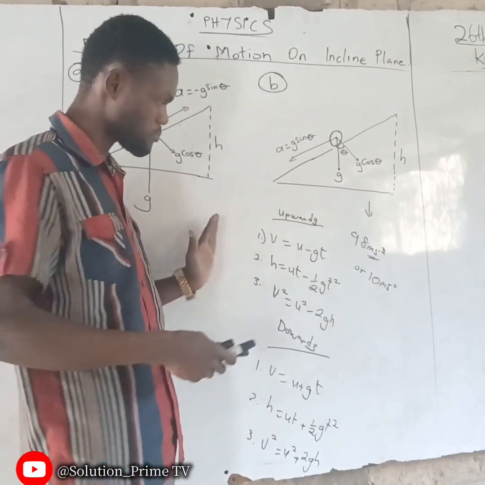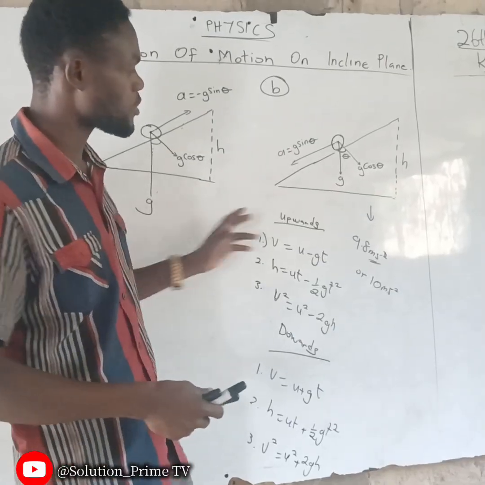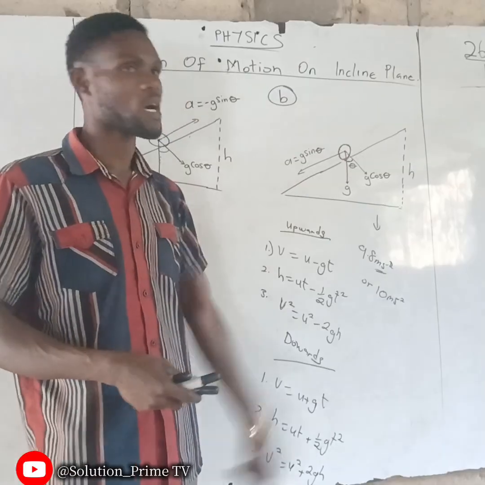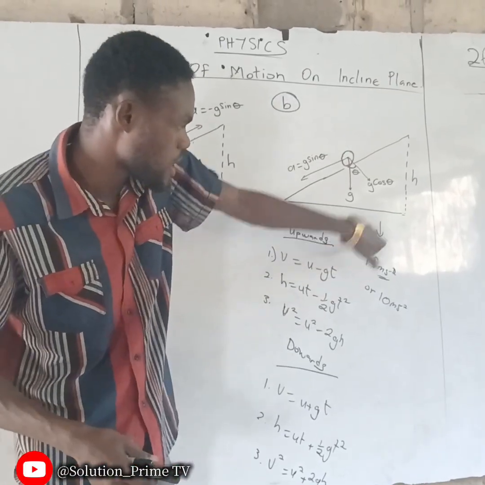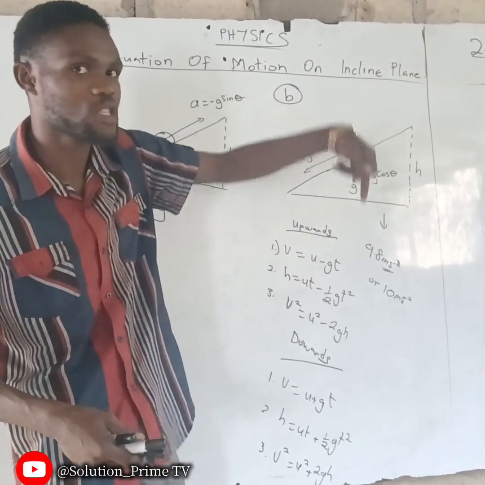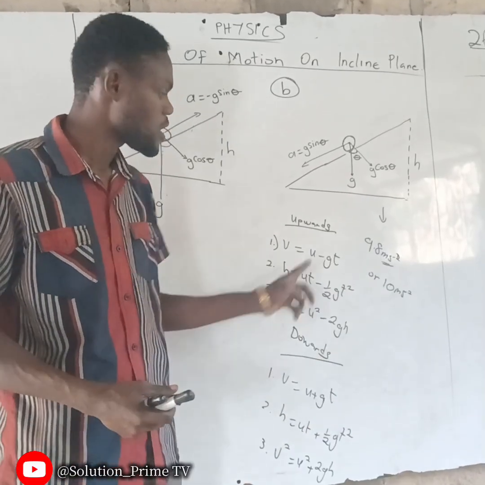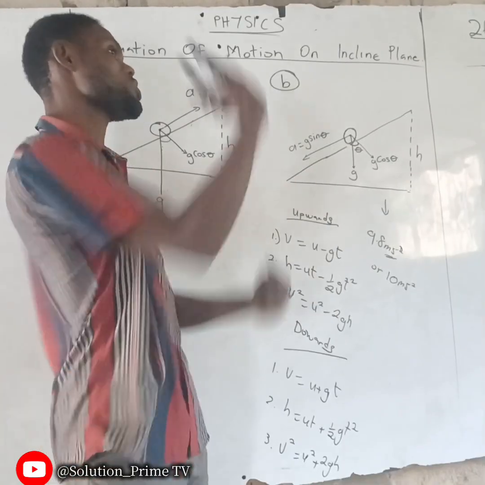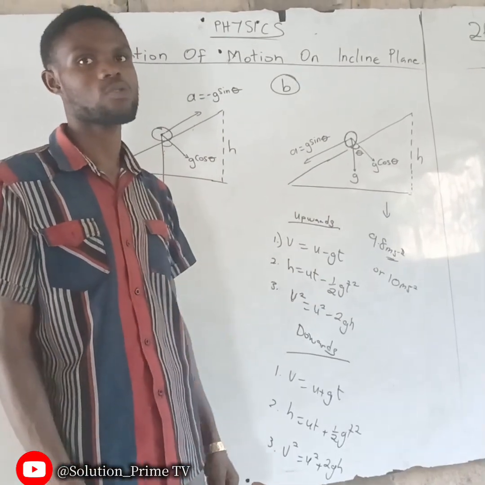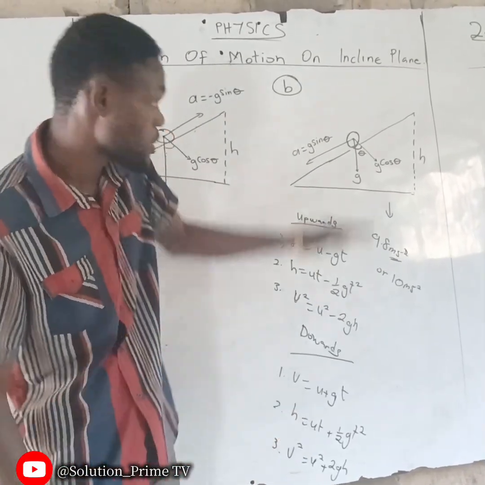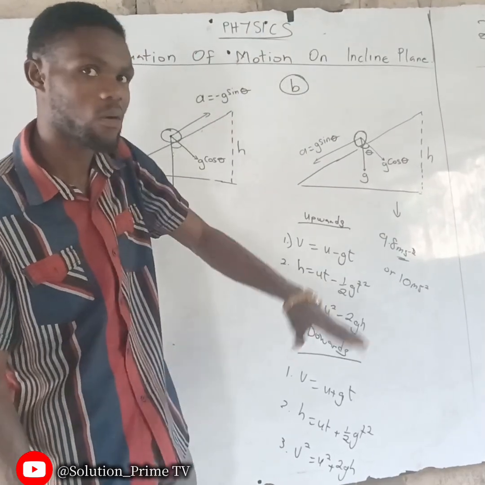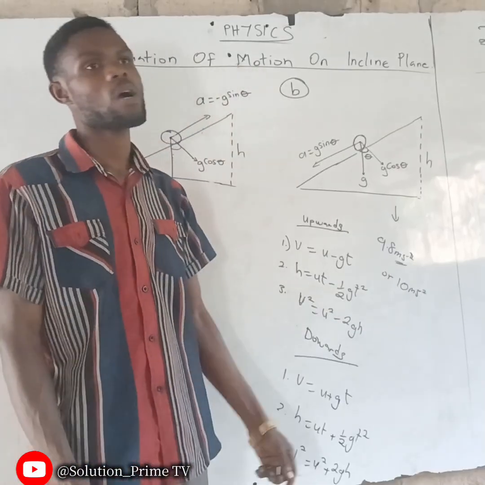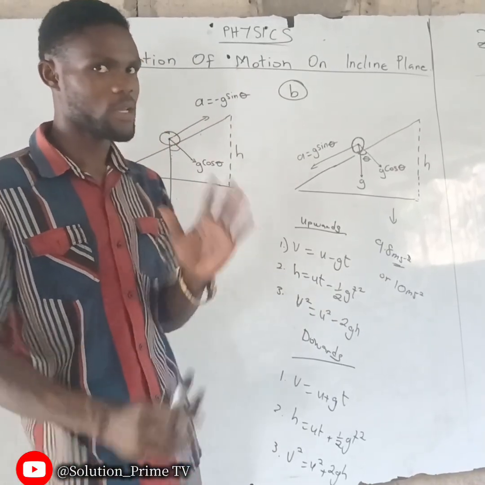But for this particular question at the SHS level, we are going to use the downward direction. Since acceleration due to gravity is moving downwards, this one will be negative because it is moving opposite to the acceleration due to gravity. When the body is moving from top to down freely, you get positive because it is moving in the direction of acceleration due to gravity. Are you following? Up and down.